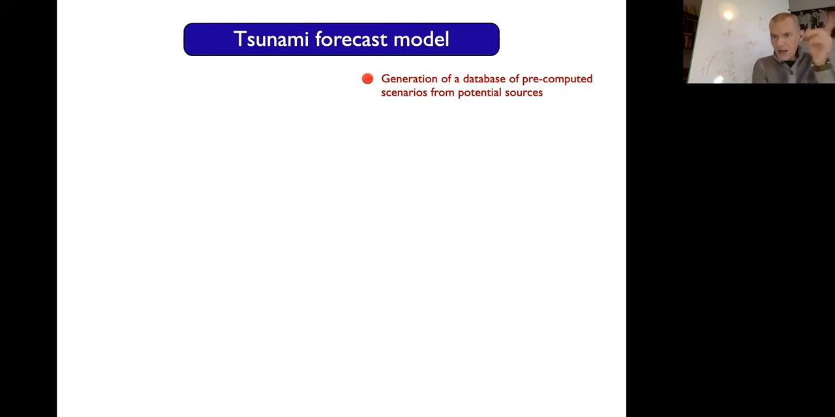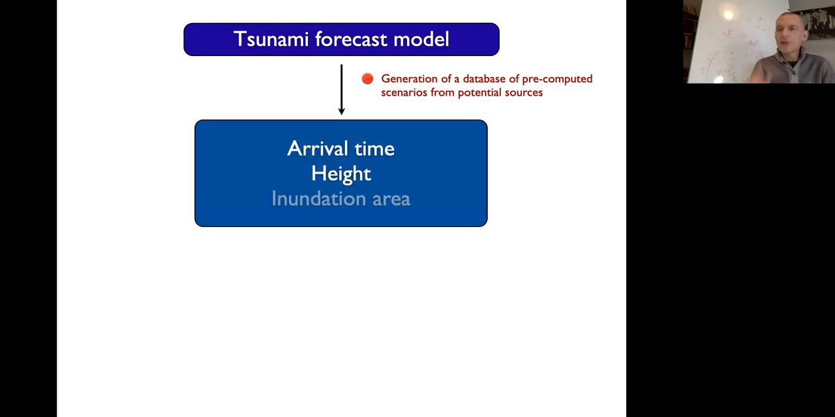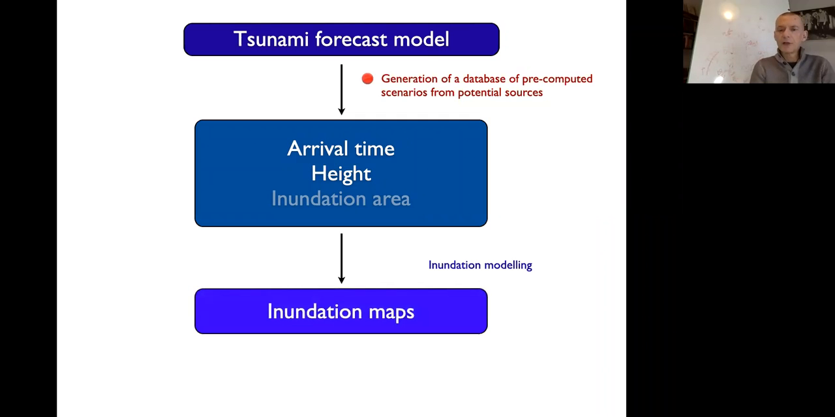Okay. Then you get information about an event, a place, and the magnitude, and you use these pre-computed scenarios, you assemble them, and then you can predict, on average, what is the most important arrival time, what is the maximum height, and if you want, you can use this to do a subsequent simulation process, dealing with nonlinear codes, with the interaction between the fluid and the solid part, and you can do some inundation modeling and predict inundation maps.